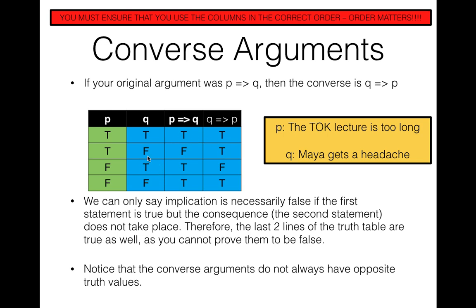If the first statement is true but the consequence doesn't happen, so here Maya has got a headache but the TOK lecture wasn't too long, then we can't say that these two are linked. So this becomes false. And if both of them are false, then we have no evidence to suggest that they're not linked, so we have to still make it true.